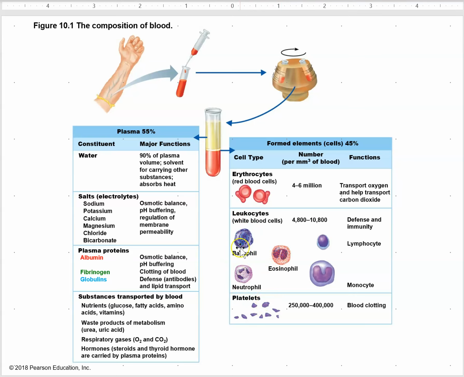Now there are different types of white blood cells: basophils, neutrophils, eosinophils, lymphocytes, and monocytes. Now these further can be divided on the basis of whether they look grainy or not, that we'll talk about later.